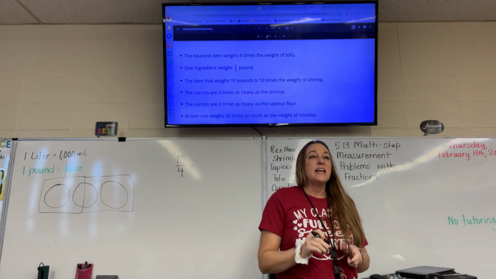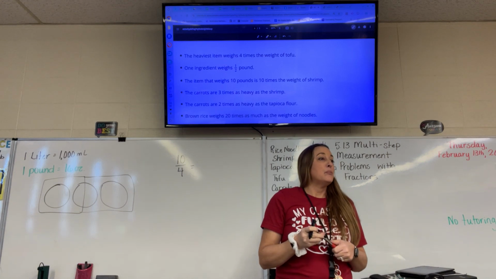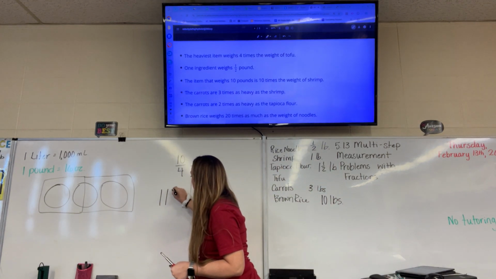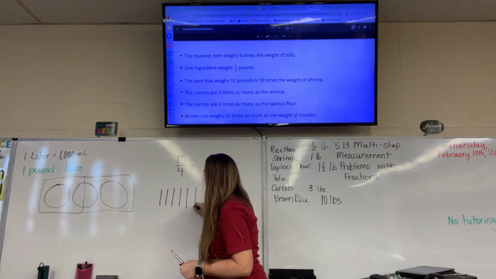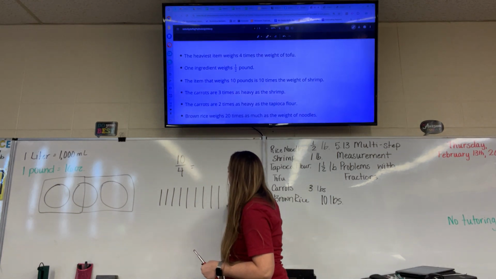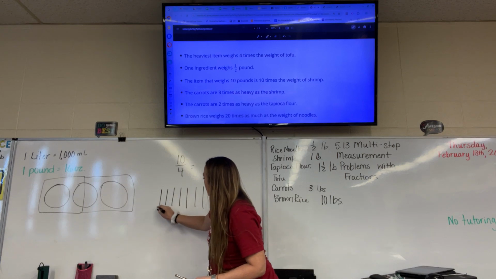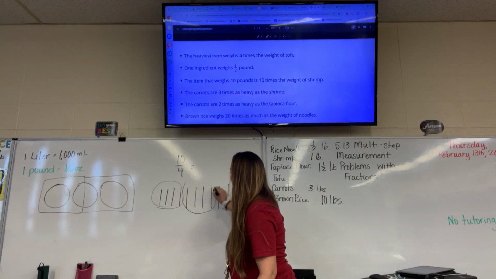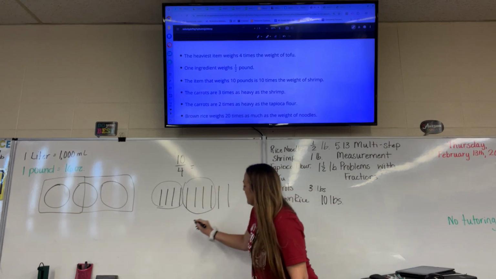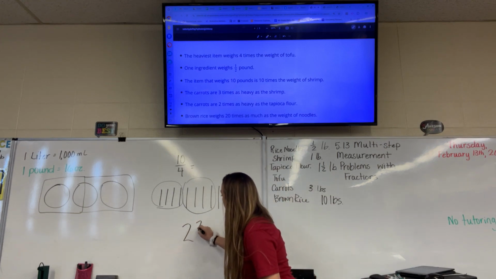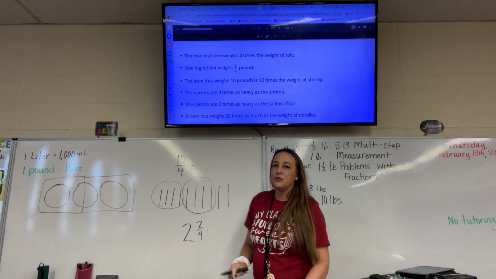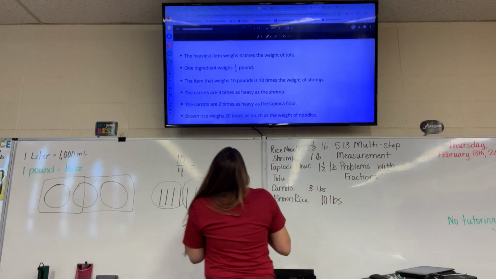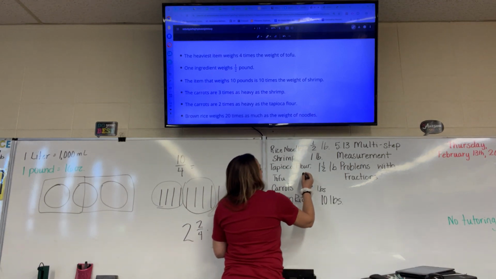If I have 10 things and I'm putting them into groups of 4: 1, 2, 3, 4, 5, 6, 7, 8, 9, 10. Okay, I'm going to put them in groups of 4. Here's a group of 4, there's 1 whole. Here's a group of 4, there's 2 wholes. So that means 2 wholes and 2/4. What's 2/4 the same as? Colton? Yes. So the tofu weighs 2.5 pounds.